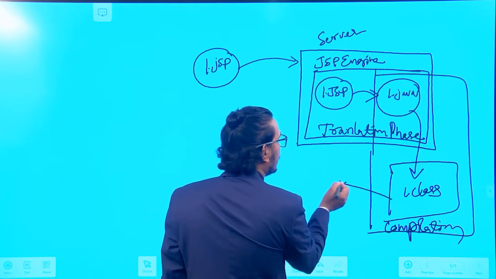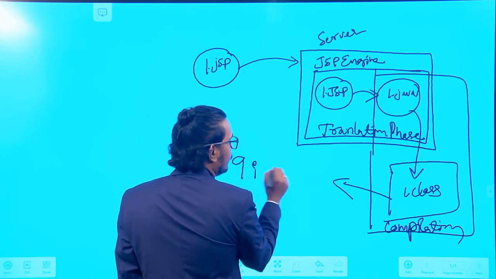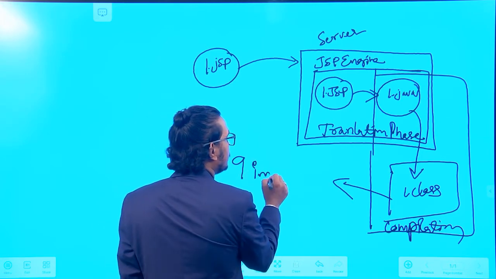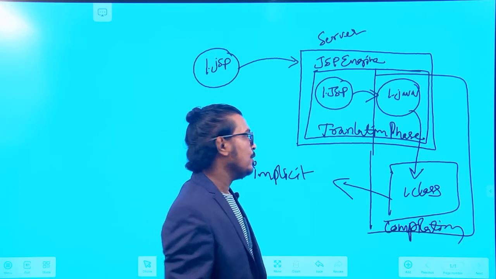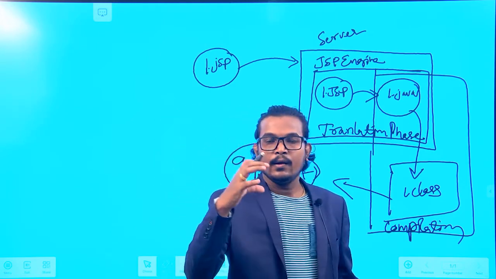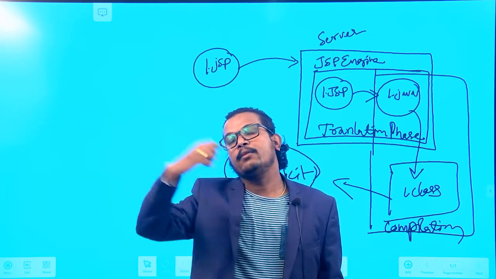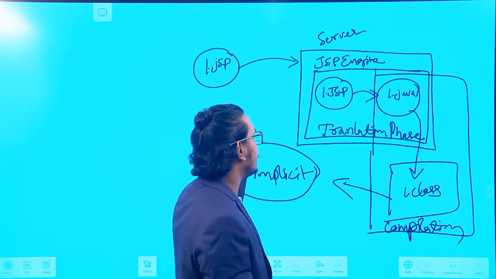Here we have 9 implicit objects available. With the help of these 9 implicit objects only, we construct the response and deliver that response to the web browser. Clear? So here once again I am repeating.